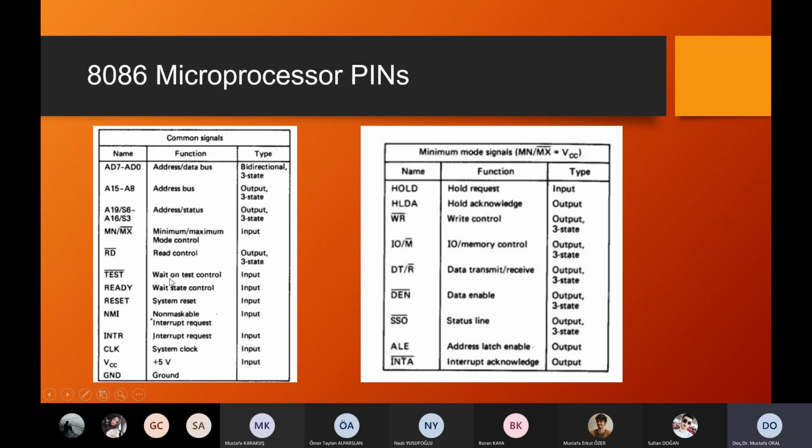Wait on test control, ready, reset, and non-maskable. We have already talked about this, and these are all input signals, and interrupt request, clock, VCC, ground. They are all input signals, and they belong to the common signals.